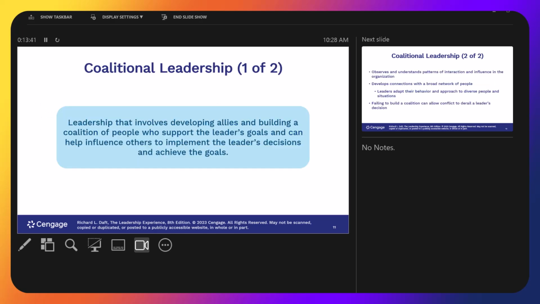Coalition leadership: leadership that involves developing allies and building a coalition of people who support the leader's goals and can help influence others to implement the leader's decisions and achievement goals. So coalition leadership is when the leader develops allies, when he says, I'm going to get other people to help me move this mountain.